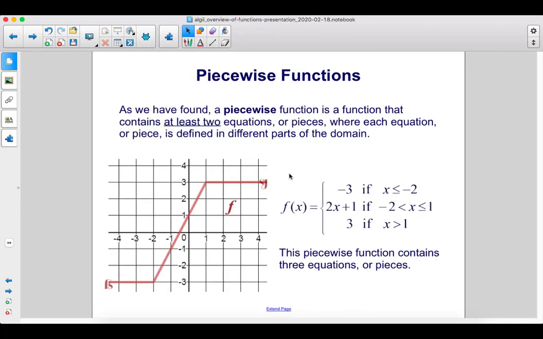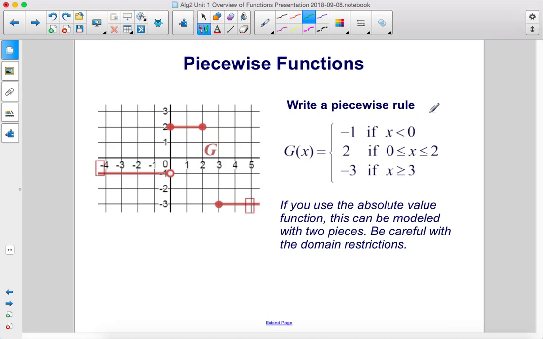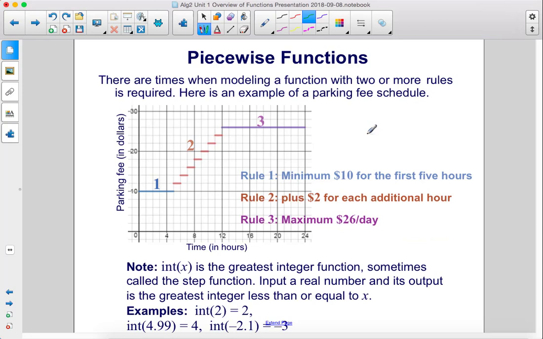As we have found, a piecewise function is a function that contains at least 2 equations or pieces, where each equation or piece is defined in different parts of the domain. So here, this piecewise function contains 3 equations or pieces. And there we go. There's our piecewise rule. There are times when modeling a function with 2 or more rules is required.